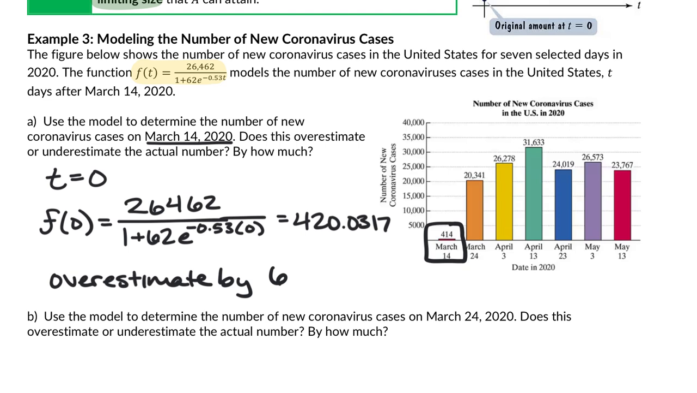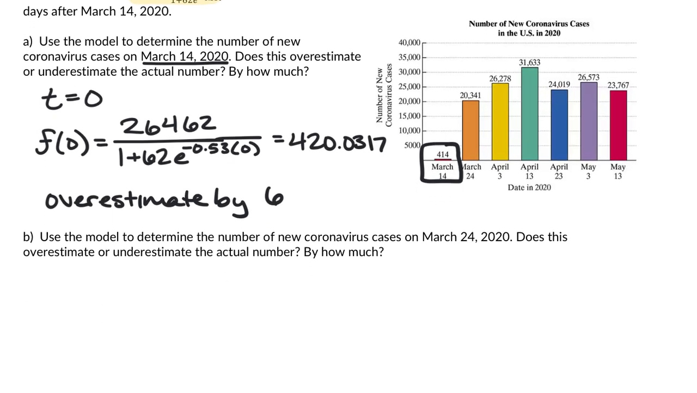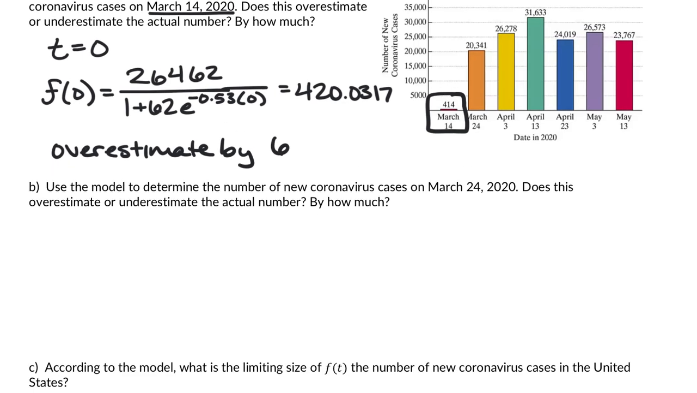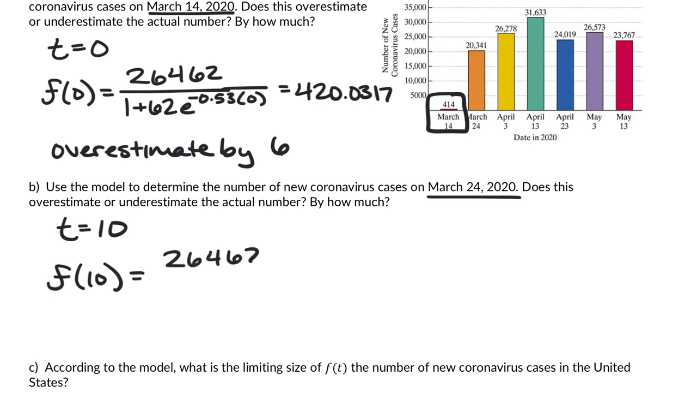Part B says, use the model to determine the number of new coronavirus cases on March 24th, 2020. Does this over or underestimate the actual number, and by how much? Okay, this time, the date we care about is March 24th, 2020. What does that mean for my t value? 10 days, because it's 10 days after March 14th. So this time we're just doing f of 10. And again, because this is a new function type, we want to make sure we can type it in correctly.